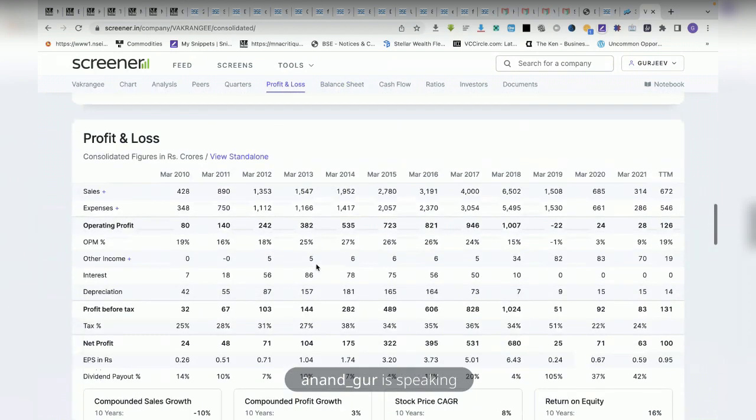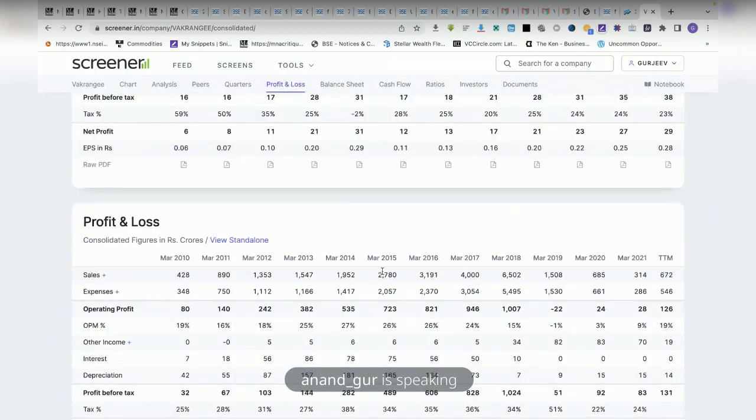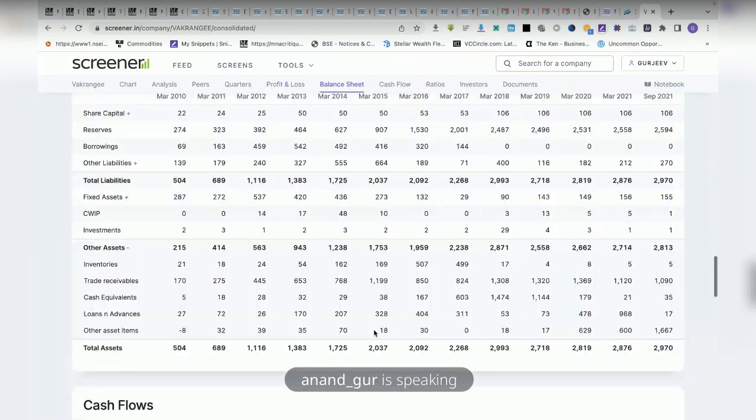And this is 2011 till 2015. Look at the sales, 2011 till 2015. What has happened? Sales also is growing much faster. That is why these receivables are also growing much faster. 2011, 890 to 2780. My sales are growing by 32%. My receivables are growing by 44.5%.